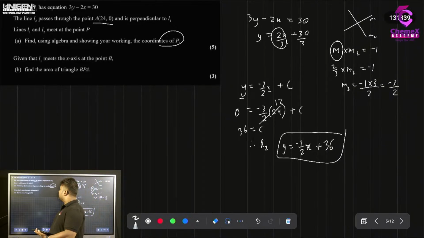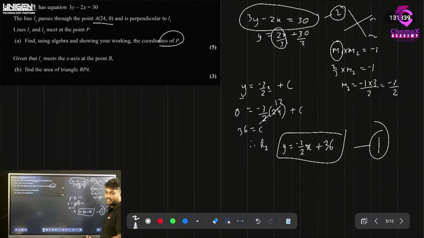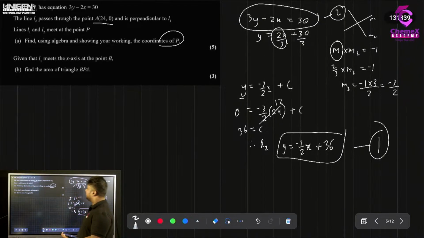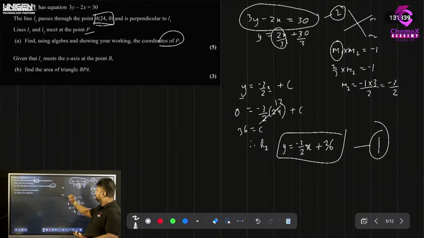Using algebra, showing your working, find the coordinates of P. So easy. This is one equation, this is the other. Put them simultaneous. Why? They are asking where L1 and L2 meet, at P. A is another place. They haven't said A is a place where they cut, or where L1 cuts. They haven't said anything like that. But they say P is the place where both of these lines cut. So I'm going to substitute here, simultaneous.